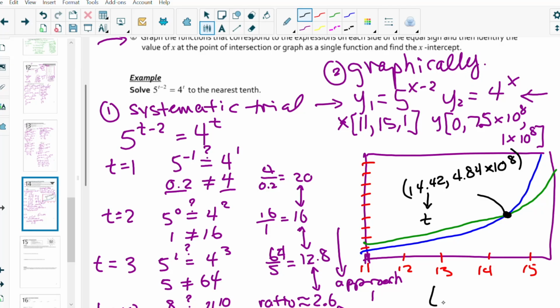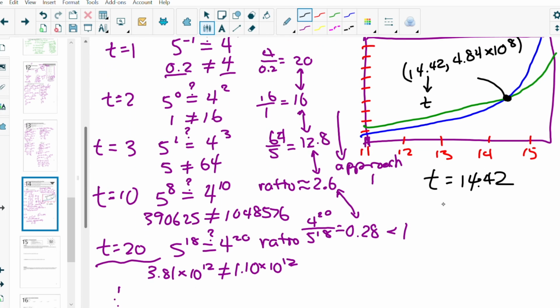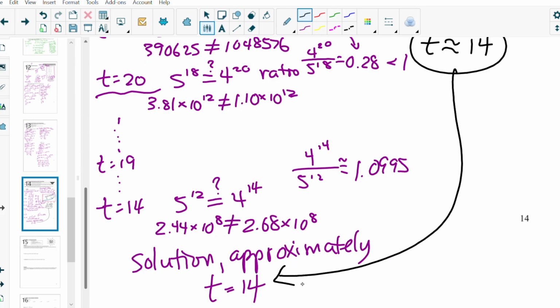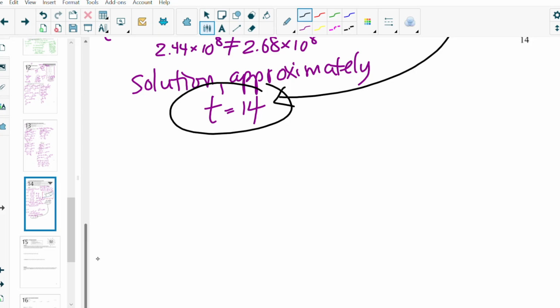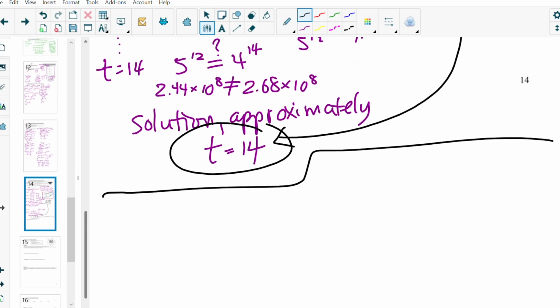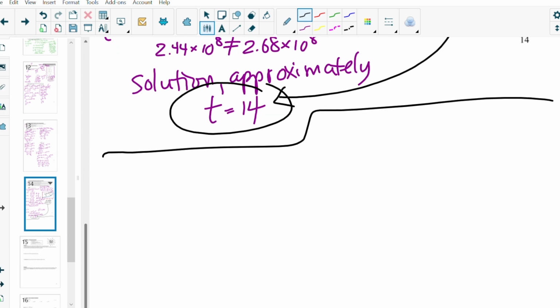And we're looking for this t value. So t equals 14.42. And that was close to what I did with my step 1 approximation of t equals 14. Okay, that is a lot of work, folks. Here's the beauty of our next unit. So this is not for this unit, but for next unit.